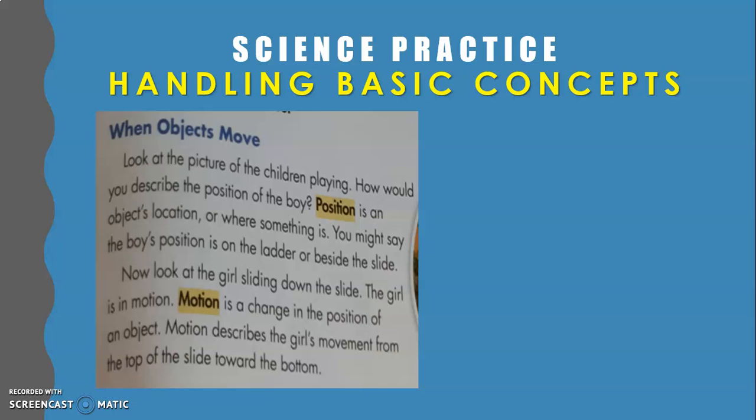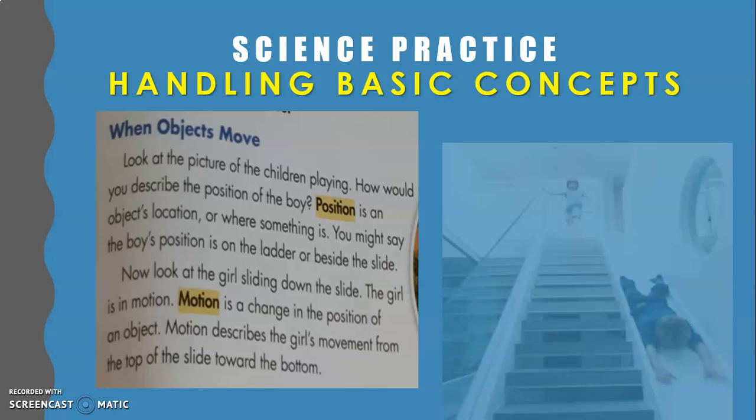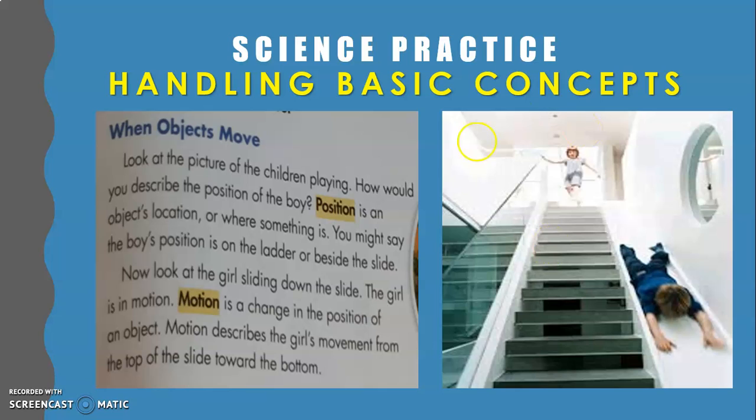Remember in one of the pages, I guess it was page 102, I'm not very sure about it, when objects move, it says, look at the picture of the children playing. How would you describe the position of the boy? In this case, we have 2 boys. In the original picture of the book, we had a boy on this side and a girl on the other side. That's what it says. Position is an object's location or where something is. You might say, the boy's position is on the ladder beside the slide. That's what we can see.